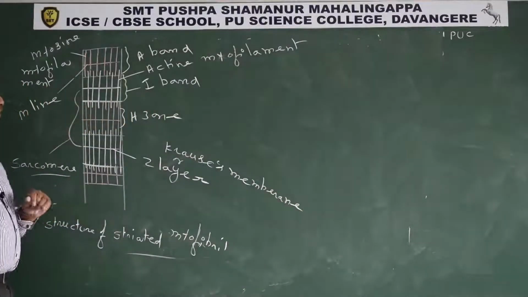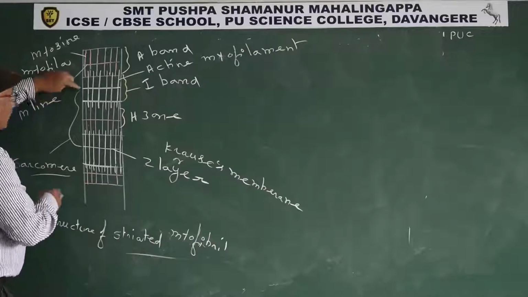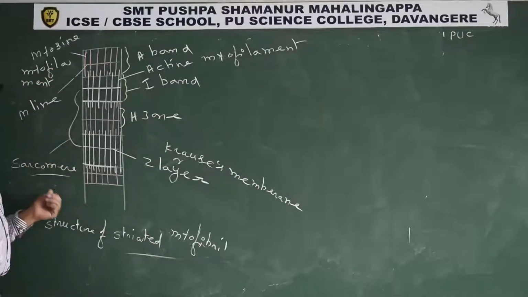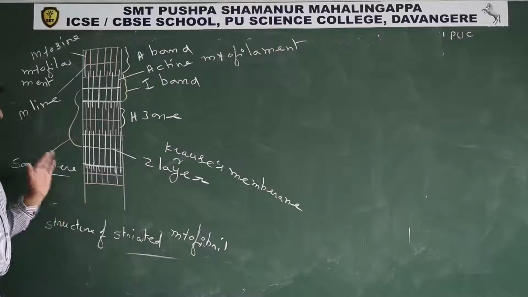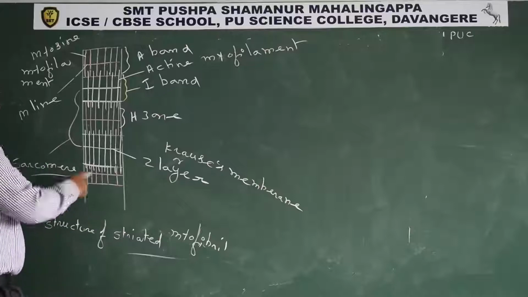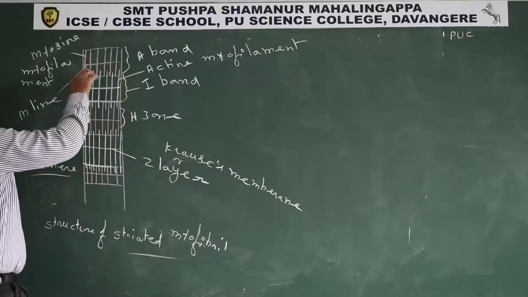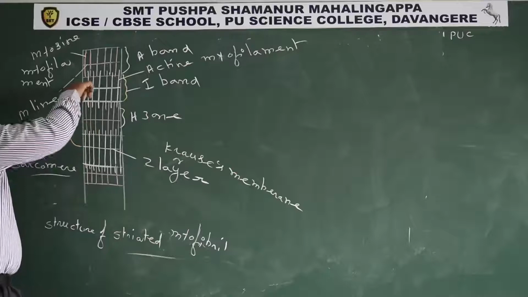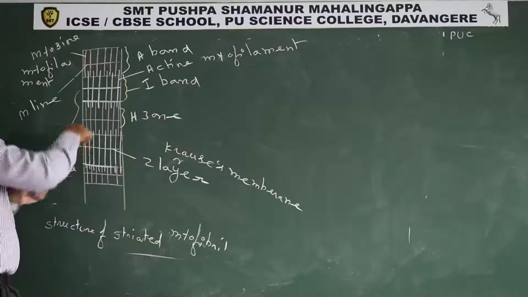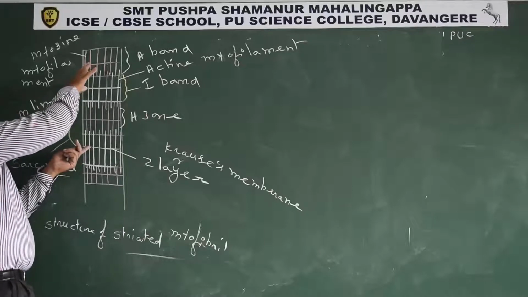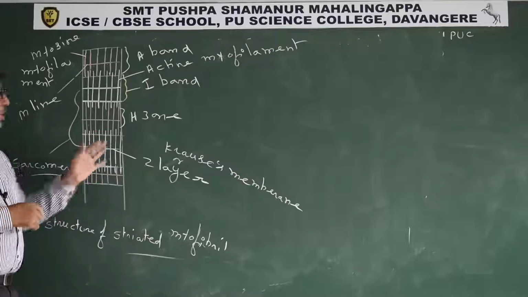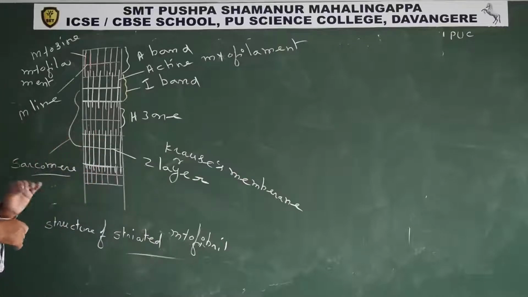The portion of the myofibril between two successive Z layers is known as sarcomere. Sarcomere is the functional unit of muscle. What is sarcomere? The portion of the myofibril between two successive Z layers: it is one Z layer and the next successive Z layer.